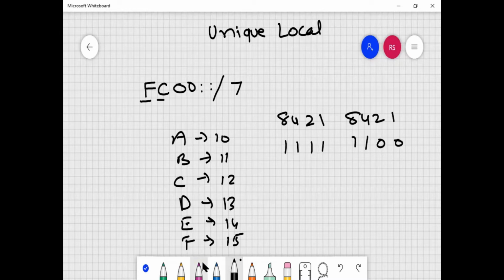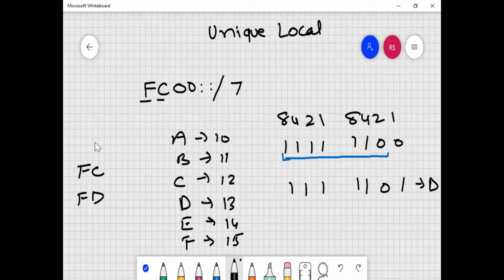The rest are zeros. How many bits should be fixed? 7. 4, 5, 6, 7. These 7 bits should be the same. What is the option now? 1, 1, 1, 1, 1, 1, and 0 or 1. It will be leading to 8 plus 4, 12. 12 plus 1, 13. That is D. So if it is FD, it is also unique local. So I can say either it is FC or it is FD. If something is starting with FC or FD, these are known as unique local.